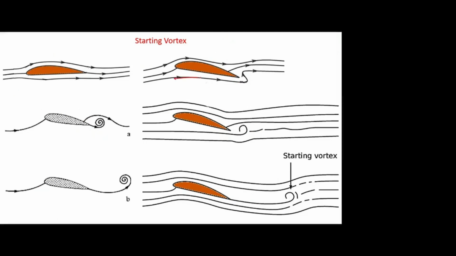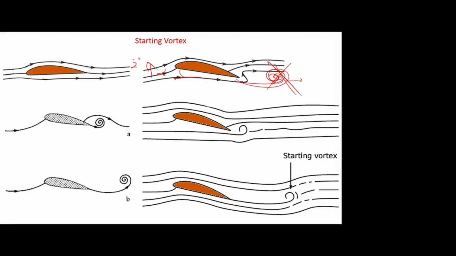Yes, sir. Whenever you increase the angle of attack, you will observe one starting vortex. For example, when I increase from 0 to 2 degrees, there will be a sudden change in pressure difference. So there will be one starting vortex, and it will be there for a few seconds, then it will vanish, because in real conditions the flow is viscous. The starting vortex will vanish.